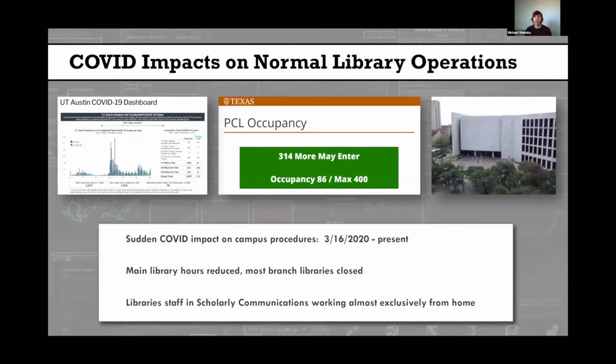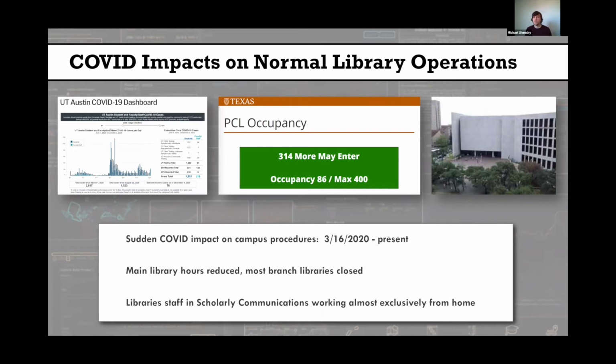In terms of the impact of the pandemic on our normal library operations, the campus had to make some significant changes to make things safe for everyone. Starting on March 16th of this year, we shifted to basically a mostly remote learning environment, and that has continued to the present with some classes going on campus, but much more limited than what we would normally see.